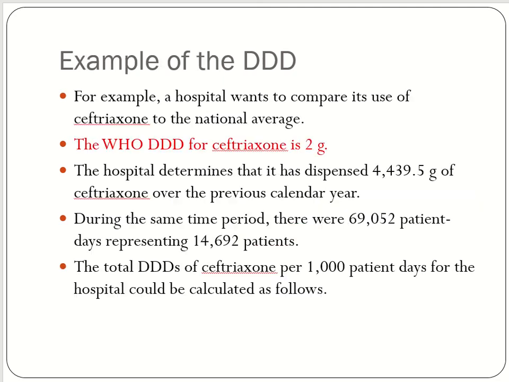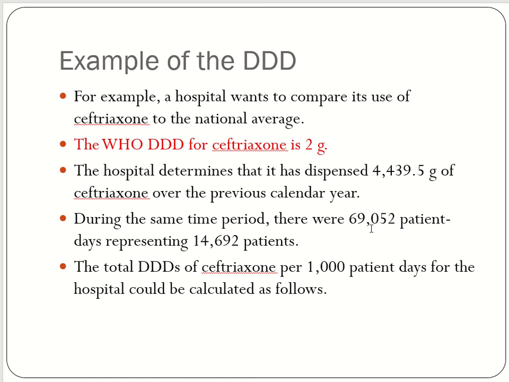Just going to move to the example. For example, a hospital wants to compare its use of ceftriaxone to the national average. The WHO DDD for ceftriaxone is 2 grams. So WHO has its own DDD recommendation out there. The hospital determines that it has dispensed 4,439.5 grams of that drug over the period of a year.